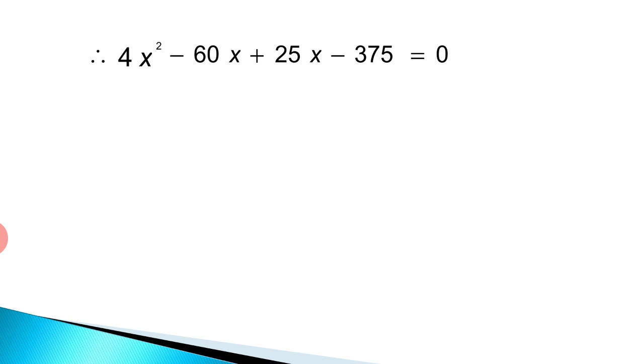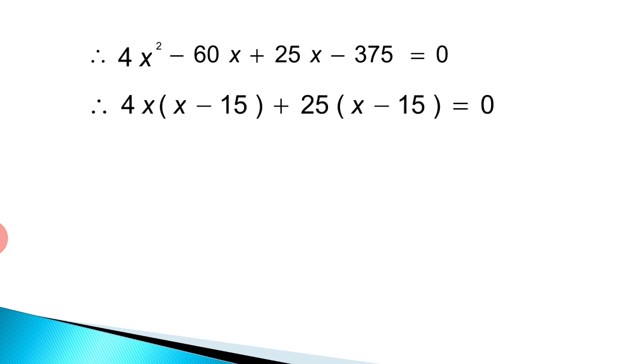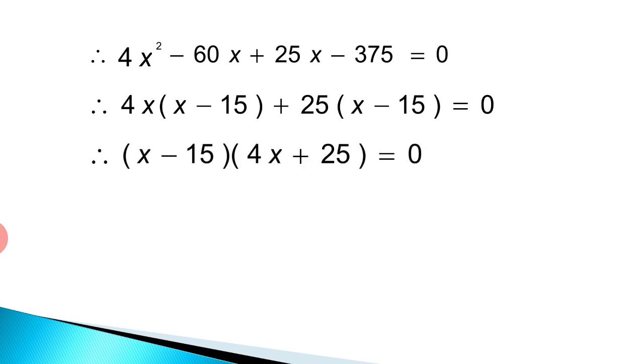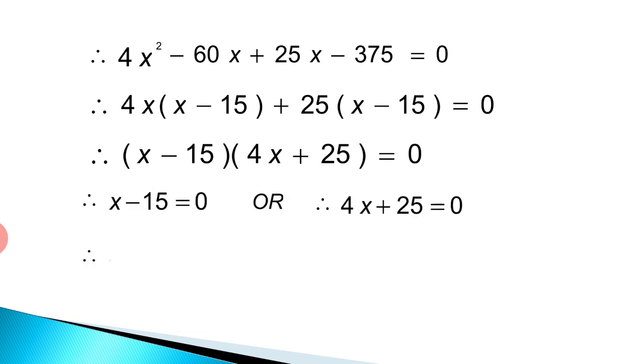Now 375 into 4, and you can have that splitting as minus 60x plus 25x. Here you will do either by quadratic formula or by splitting middle term method, whichever is easy for you. Okay, so 4x into x minus 15 plus 25 into x minus 15. So now the factors are x minus 15 into 4x plus 25. Each one has to be equated to 0, and then you will get x is equal to 15. Here x is equal to minus 25 by 4, which is not possible.